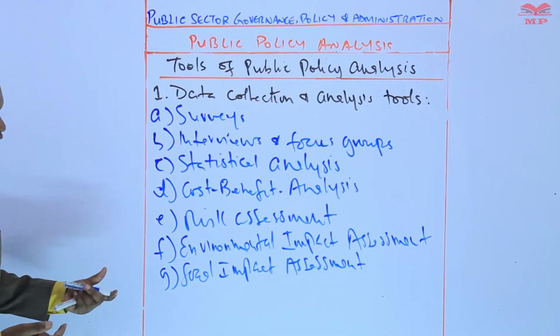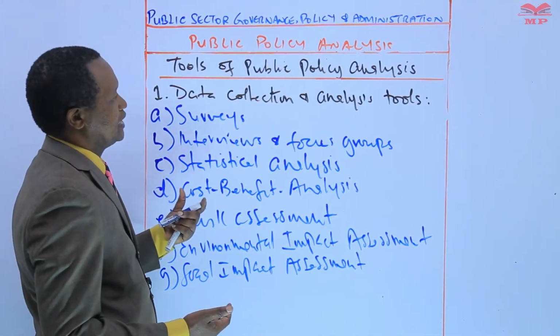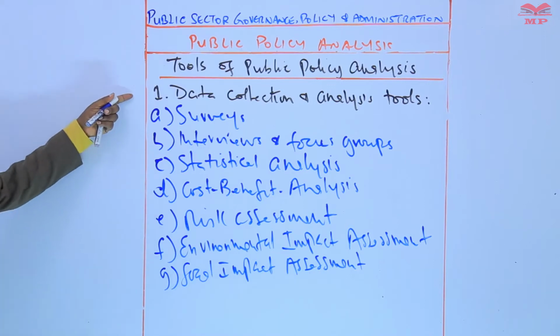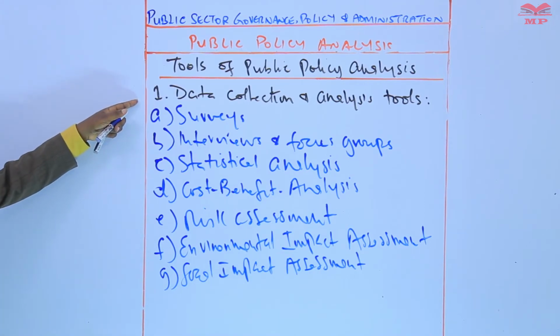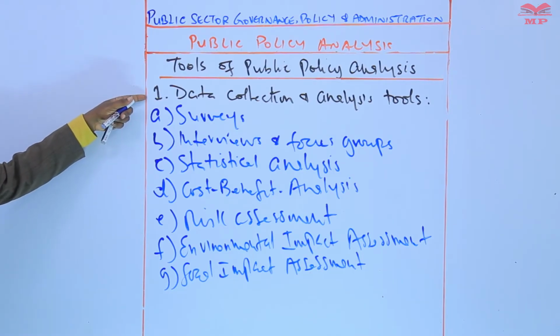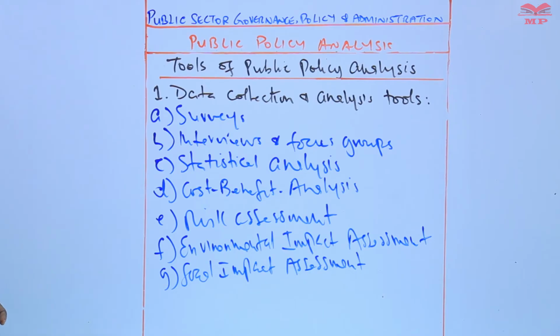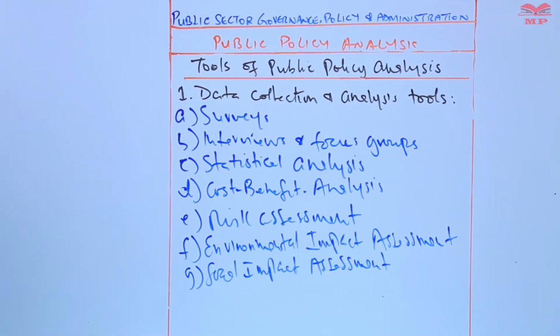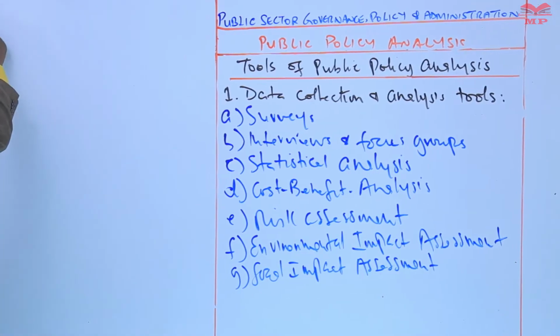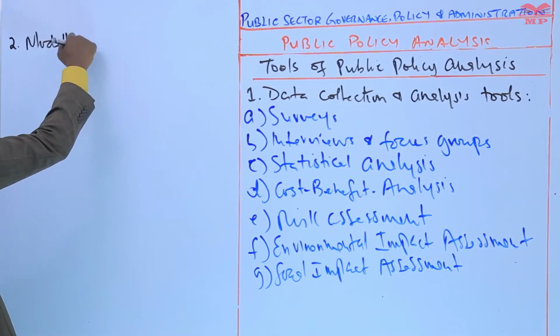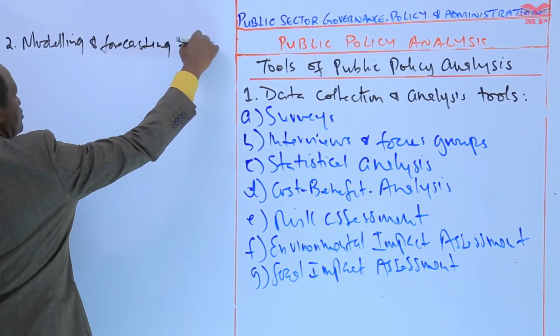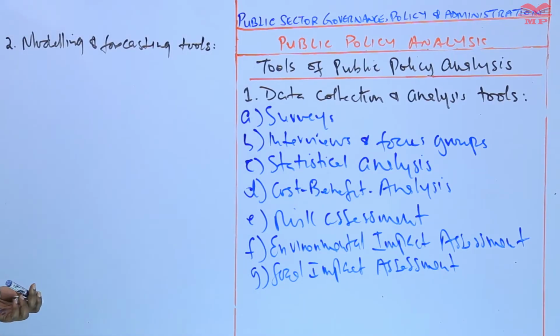So these are the data collection and analysis tools. This is the first category. We say that these tools fall into several broad categories. The first category is data collection and analysis. The second broad category is modeling and forecasting tools. The first tool is economic modeling.